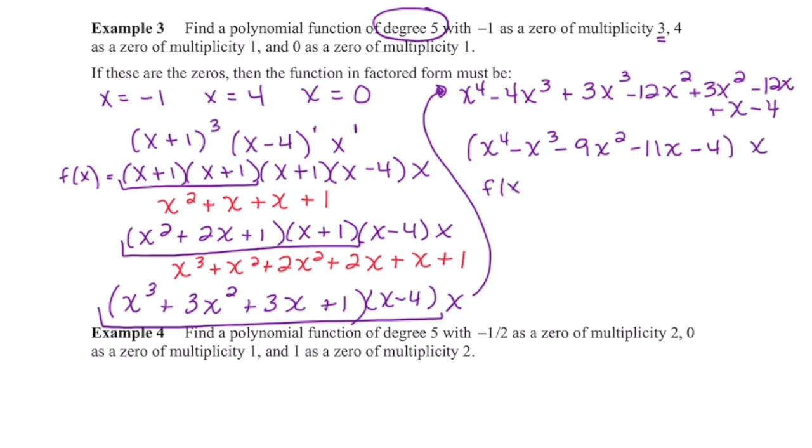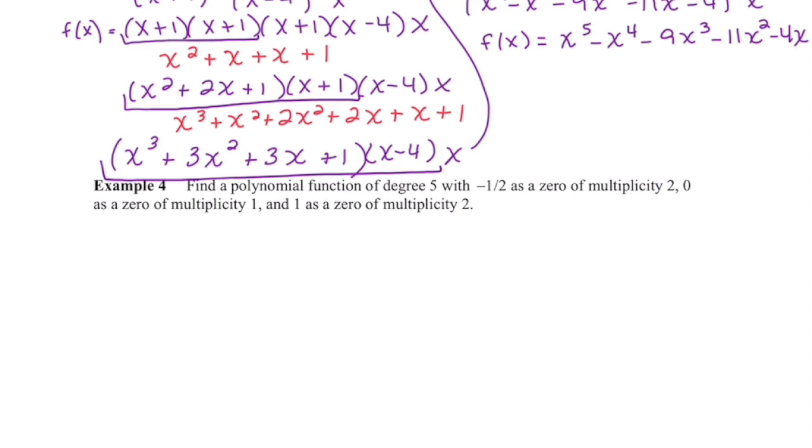So our function value will be, once we distribute the x through, x to the 5th minus x to the 4th minus 9x cubed minus 11x squared minus 4x. So we found a function that has a degree of 5 with the zeros of -1 with multiplicity 3, 4 with multiplicity 1, and 0 with a multiplicity of 1.